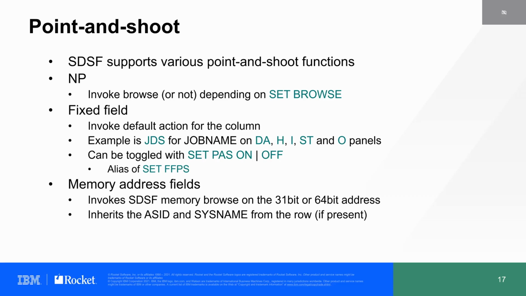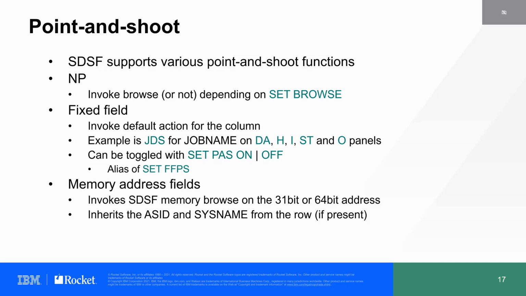If you don't like this, there is another set command, set PAS, for point and shoot on and off, and that will remove this functionality. Previously, it was called set FFPS, which is, I think, the world's worst SDSF command. Awful thing. So we produced an alias so people can remember it.